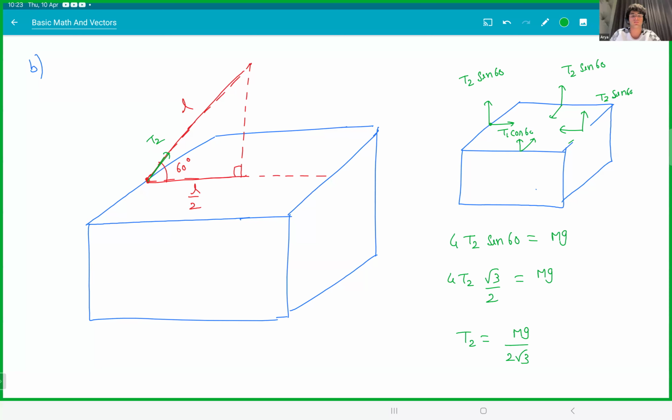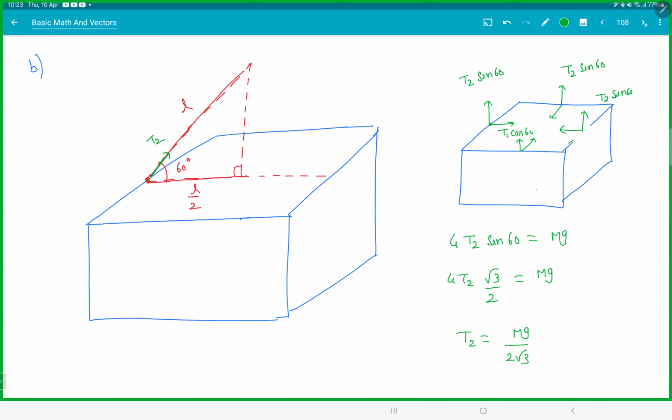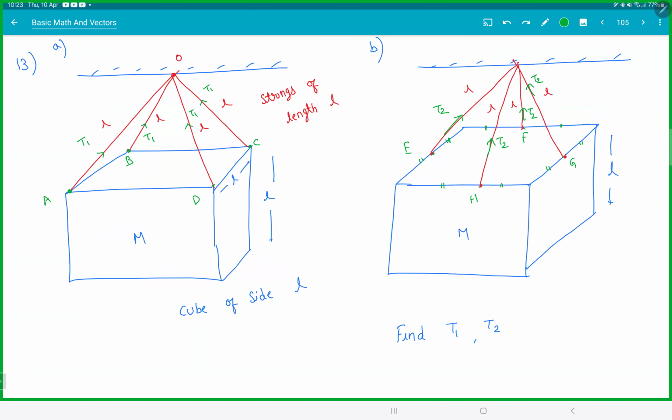T1. T1 was bigger, right? It was 2 root 2. This is 2 root 3. The denominator is bigger here. So that means if you connect in these two ways, can you tell me in which case the string is more easy to break? T2 or T1?